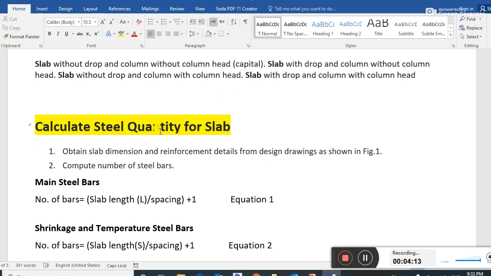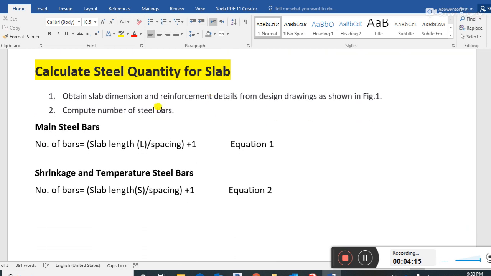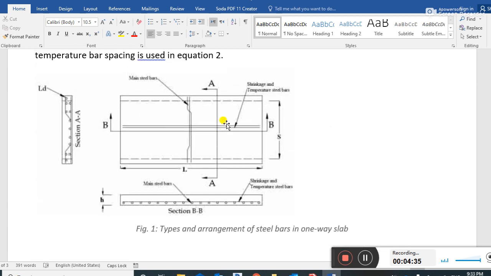Guys, calculation of steel quantity for the slab. This is our main topic to discuss, the quantity of steel in the slab. Obtain slab dimensions and reinforcement details from the design drawing. Compute the number of steel bars. Here's our design, guys: types and arrangement of steel bars in a one-way slab. This is a one-way slab design.